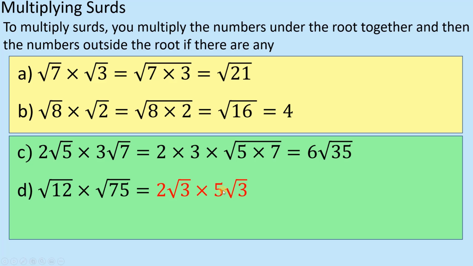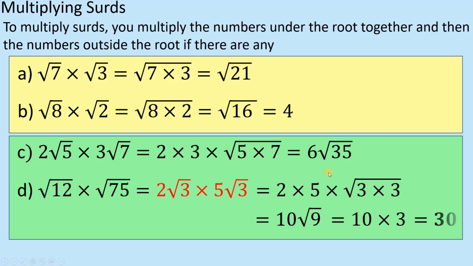So when we do the 2 times the 5, it gives you 10. And then you've got root 3 times root 3, which is root 9, and the square root of 9 is 3. So you're going to have 10 times 3, essentially. So 10 root 9 is 10 times 3, which is going to give you 30. That's quite a nice one.